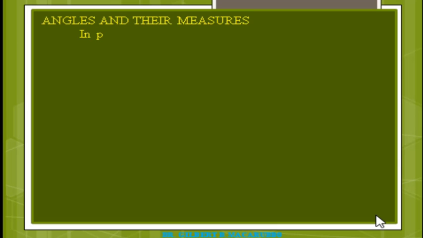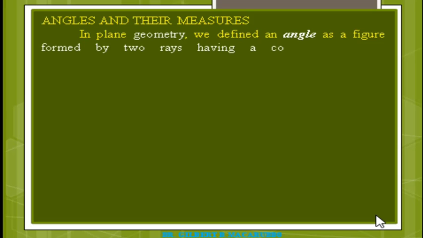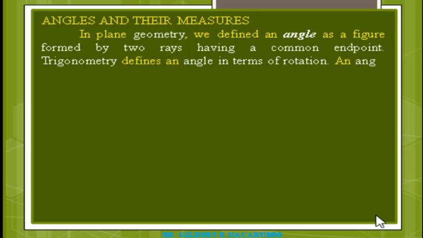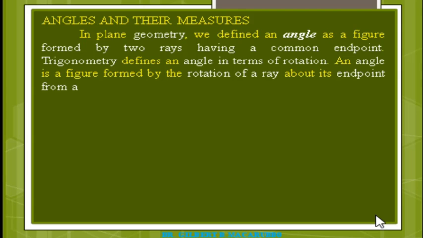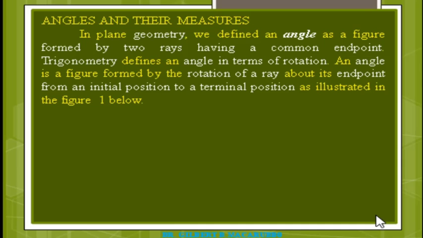Angles and their measures. In plane geometry, we define an angle as a figure formed by two rays having a common endpoint. Trigonometry defines an angle in terms of rotation. An angle is a figure formed by the rotation of a ray about its endpoint from an initial position to a terminal position as illustrated in the figure below.